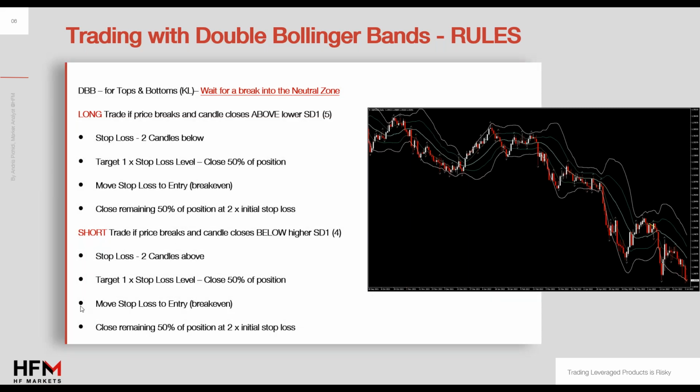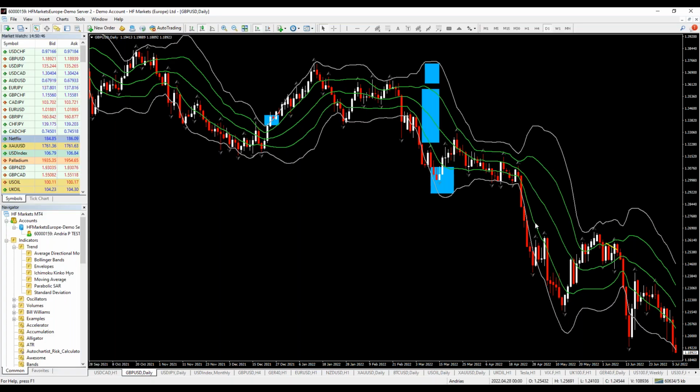This area between the upper and lower one standard deviation is called the neutral zone. So based on Kathy-Lee strategy, the very first thing that you need to confirm is whether the price has broken and entered the neutral zone.